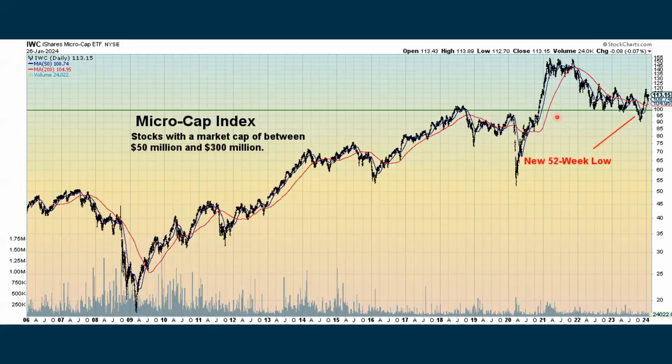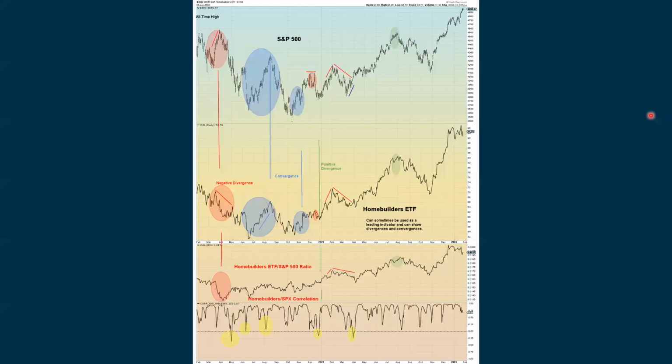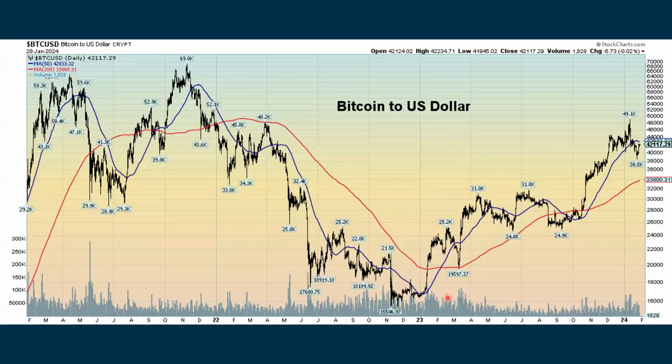We look at the micro caps, which are smaller than the mid caps, and they continue to be in an uptrend, even though they've been pulling back. We look at a home builders ETF study. We're not really seeing anything out of the ordinary right now, so I really am not paying attention to this chart. Bitcoin continues to be in an uptrend.